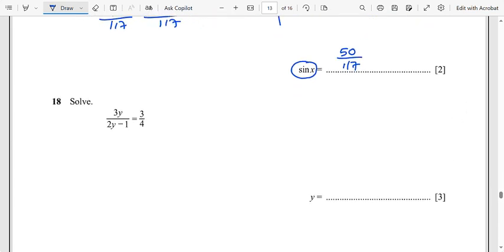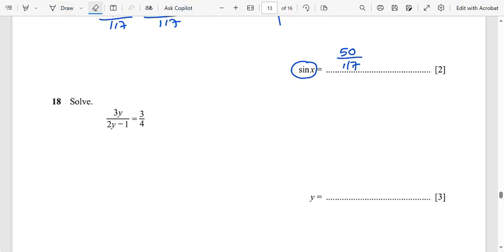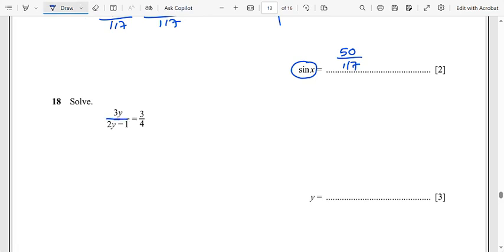In question number 18, we're going to solve 3y over 2y minus 1 is equal to 3 quarters. So on the left-hand side, we have a single fraction because everything is expressed under the same denominator. On the right-hand side, we also have a single fraction because everything is expressed under the same denominator. So if you have this situation, you are just going to cross multiply. So we cross multiply 4 multiplied by 3y equal to 3 multiplied by 2y minus 1.